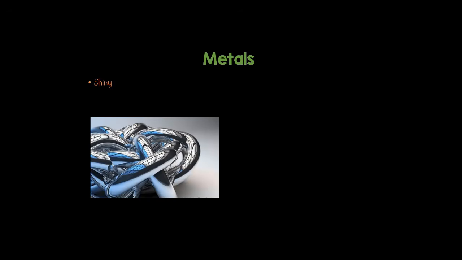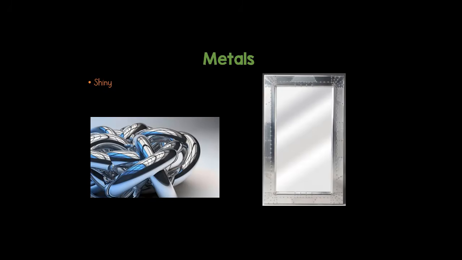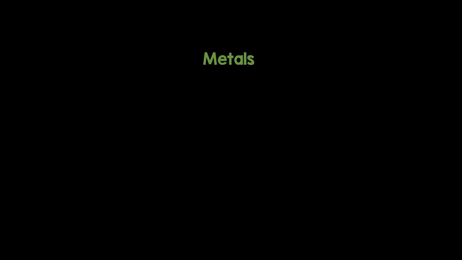Metals are very shiny. Think of all the metal things around you. Metals reflect light very, very well, very easily. In fact, metals are so shiny that some mirrors are made out of metal. There's aluminum mirrors and stainless steel mirrors. They're not always made out of glass. So metal's shiny.